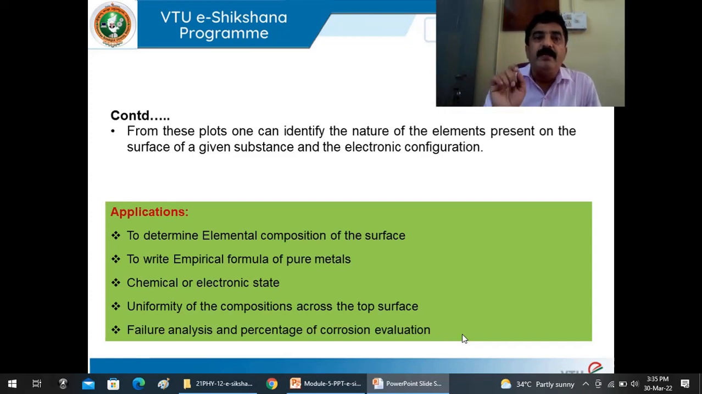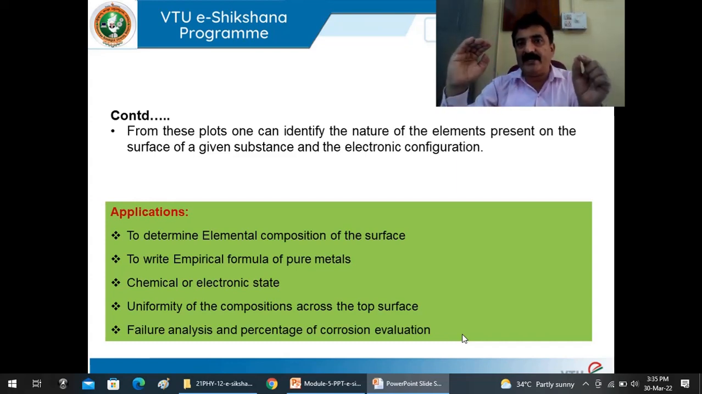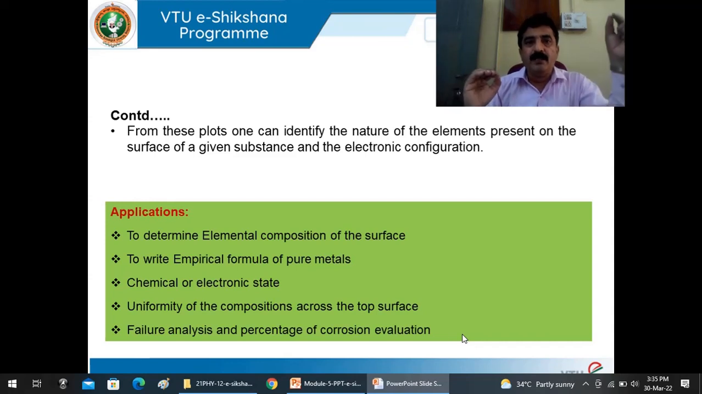So that's all about XPS, that is X-ray photoelectron spectroscopy. So summary, XPS principle is photoelectric effect. Construction: source, sample holder, electron detector, graph analyzer. Working: X-ray incident on the surface, knocks out electrons, electrons move with certain kinetic energy, measure the kinetic energy, binding energy, work function, construct the graphs. From the graph, you can find out what type of element is present in the given sample.